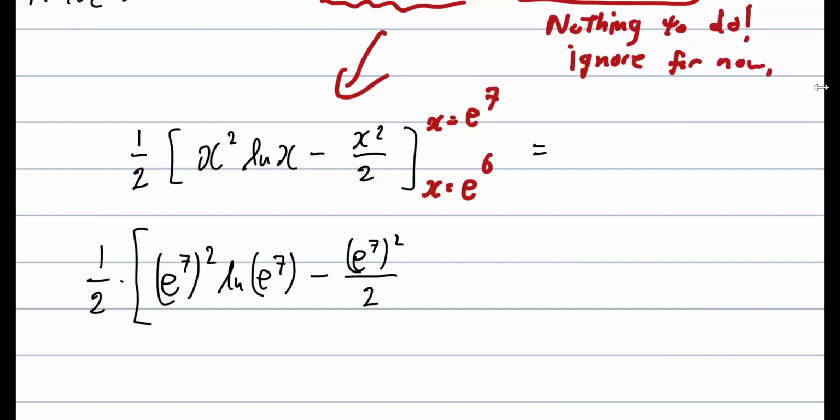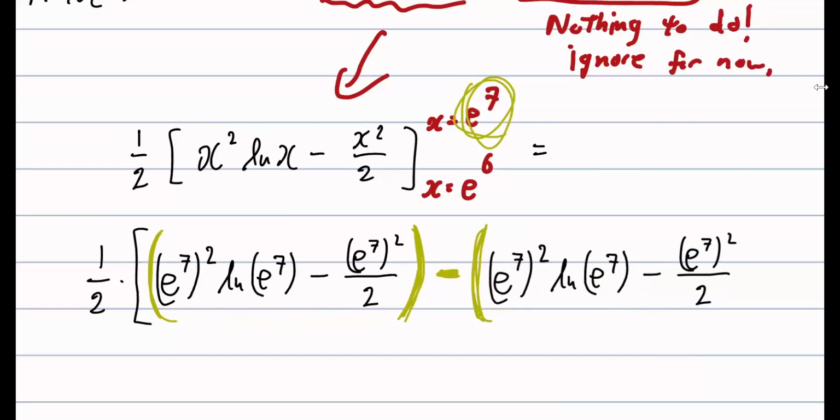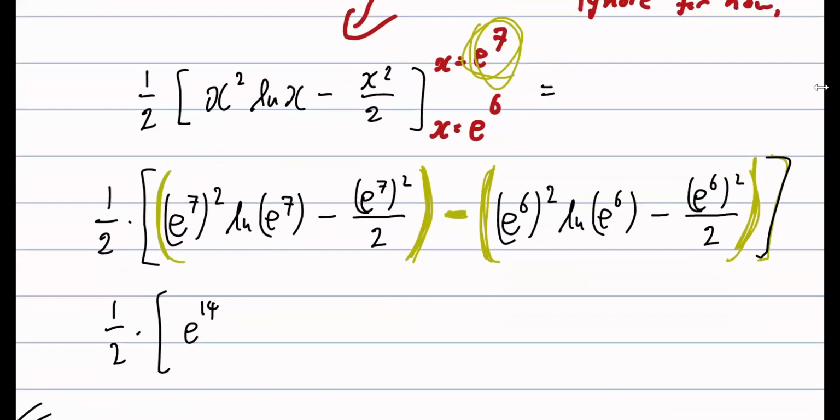That's my first term after I sub in the upper limit. Okay. Minus, I now draw my second pair of brackets. This time I just replace the e power 7 with e power 6. Everywhere there was a 7, I erase it and change it to a 6. e power 6, e power 6. Okay so far? Very good. Continue simplifying. What do we get? Half multiplied by e power 7 squared is just e power 14, right? What's ln e^7?